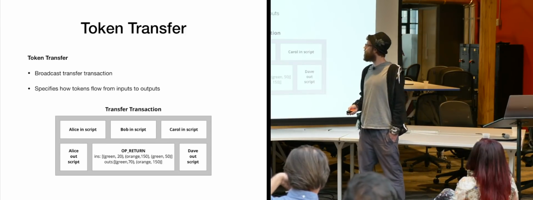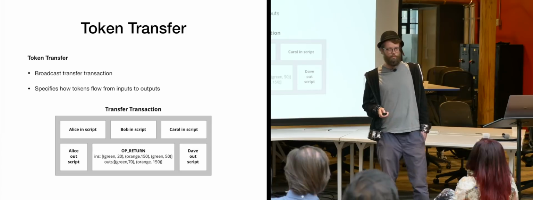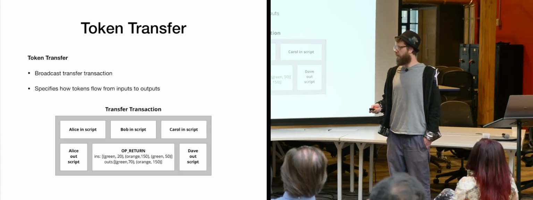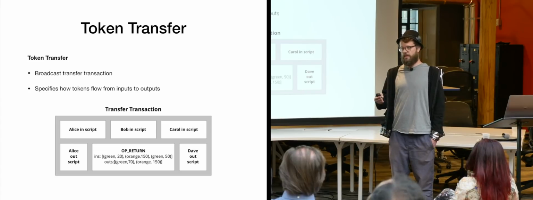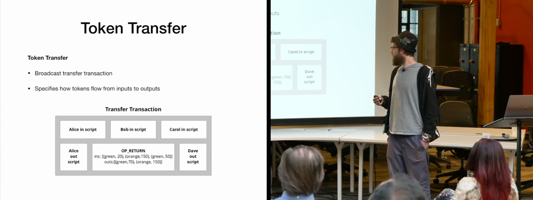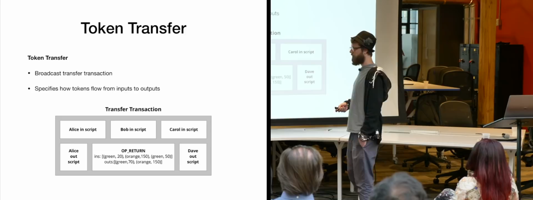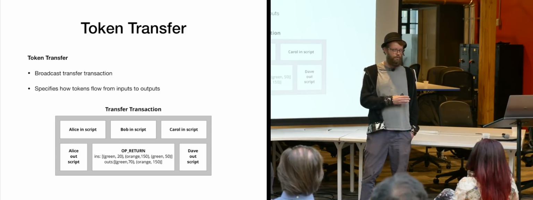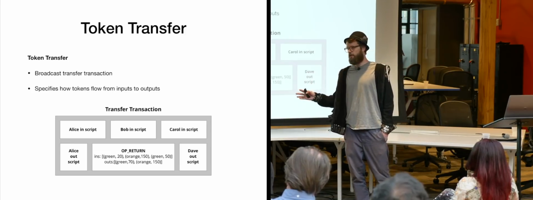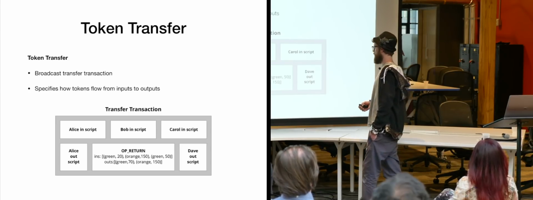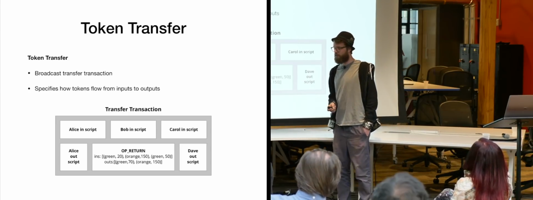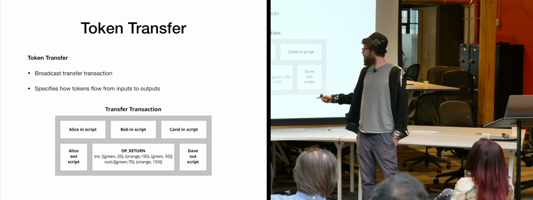Now, to transfer a token from one user to another, it's again pretty simple. All the sending user needs to do is broadcast a Bitcoin transaction that specifies how the tokens flow from input to output. All of these different token standards have defined different ways of specifying these flows. For this talk, I've come up with another ad hoc way to do this, and you can see it there.